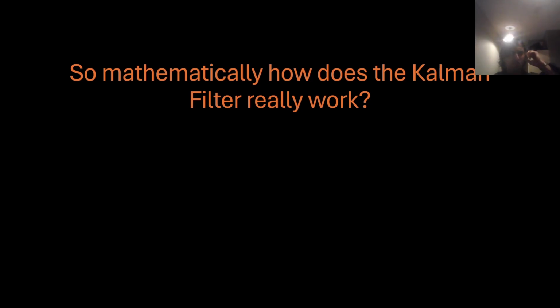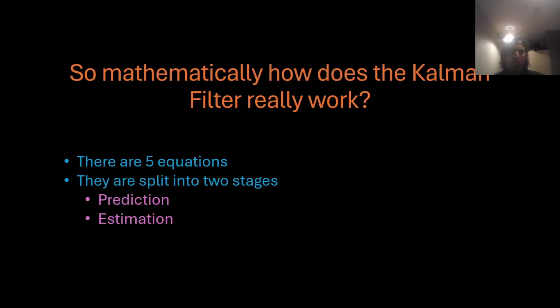Moving on. So mathematically, how does the Kalman filter really work? You've looked at some basic theory behind it, but how does it work mathematically? Fundamentally, Kalman filters actually have only 5 equations. In its most boiled down form, a Kalman filter has 5 equations. And they are split into 2 stages, prediction and estimation. The 5 equations encompass these 2 stages. So let's look at the mathematics.